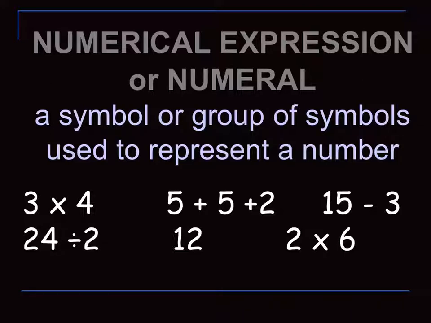So a numerical expression or numeral. A numeral is just a symbol that represents a number. These are the numbers that you write all the time. Whereas a numerical expression is a symbol or group of symbols used to represent a number. Like 3 times 4 represents a number. 5 plus 5 plus 2 represents a number. All of these things represent a number, whether they have mathematical operations in them or not.